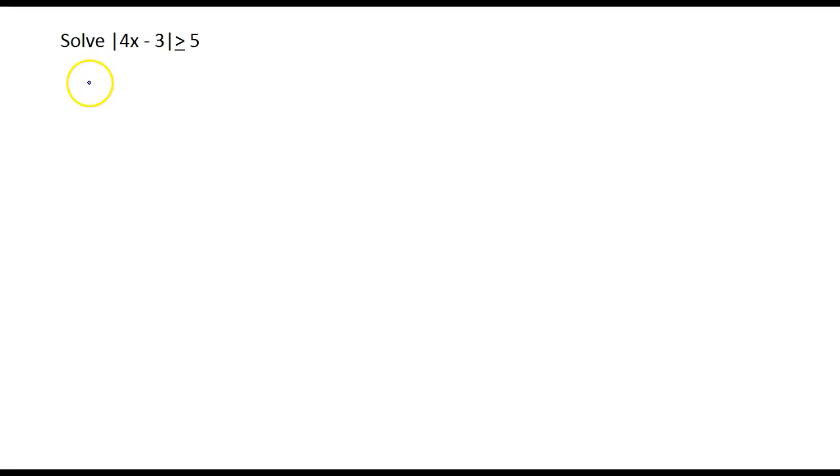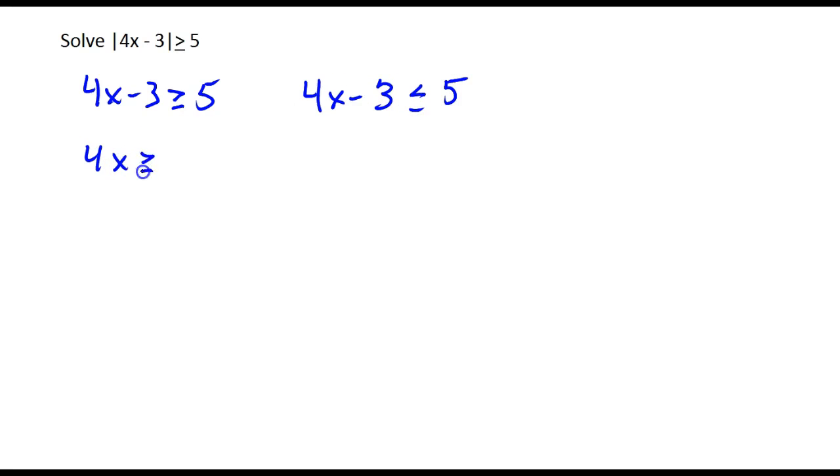Okay, I'm going to start with 4x minus 3 is greater than or equal to 5. That's the positive case. And then I'm going to do the negative case and switch the inequality. So 4x is greater than or equal to 8. X is greater than or equal to 2. And over here, 4x is less than or equal to 2. Nope, 8.